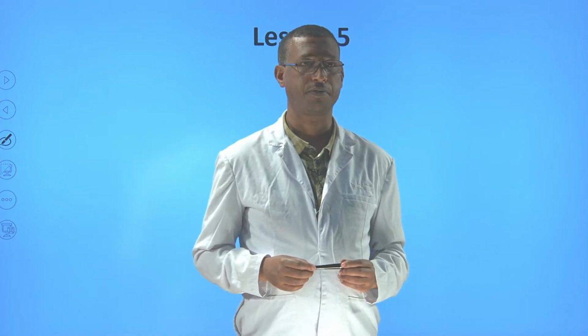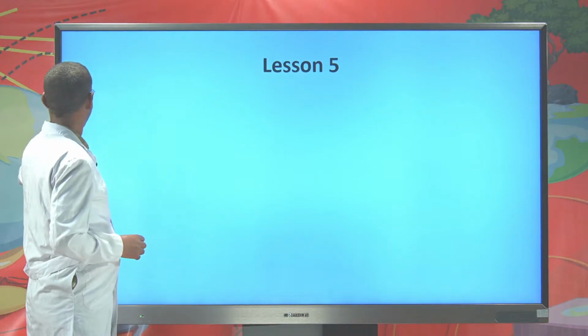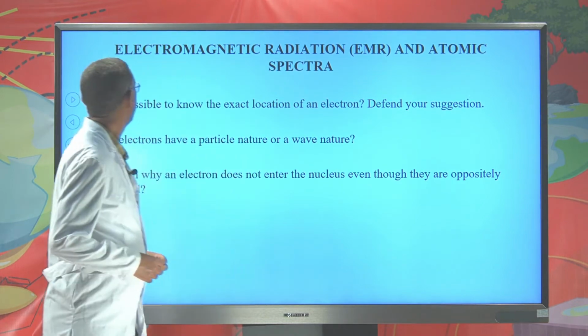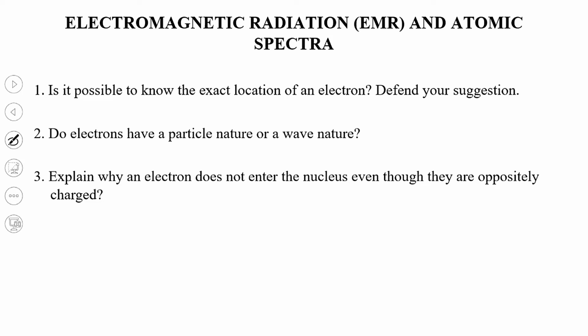Hello students, this is lesson 5. Last time you learned about the discovery of the atomic nucleus and the discovery of neutrons. Today you learn about the electromagnetic radiation and the atomic spectra. So first consider the following points.